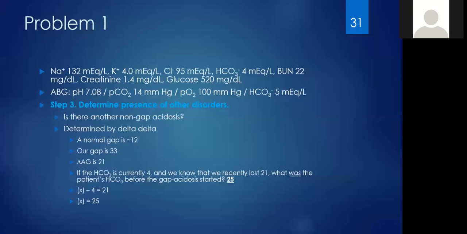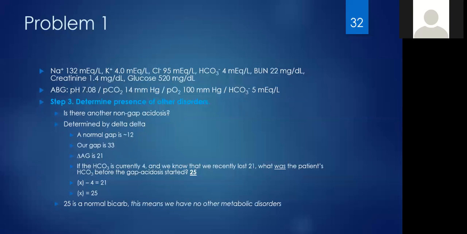So this is the second part of delta delta. And since 25 is a normal bicarb, that means there's not another acidosis. Specifically, there's not a non-gap acidosis present because our delta delta gave us a normal bicarb. So our bicarb was at the level we expected it to be.